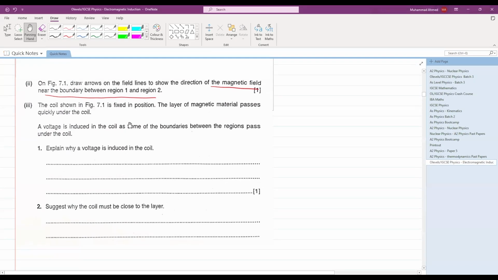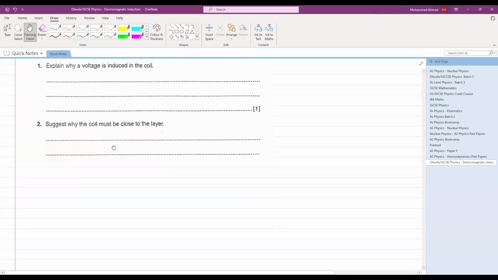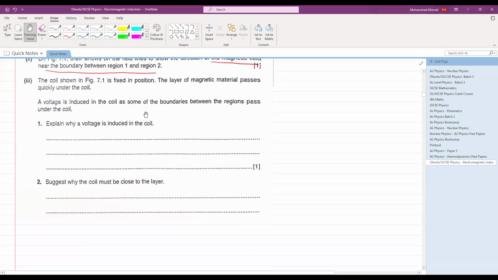The coil shown in figure 7.1 is in a fixed position. The layer of magnetic material passes quickly under the coil. So this is the coil. A voltage is induced in the coil as some of the boundary between the regions passes under the coil. Explain why a voltage is induced. Very easy to answer. The magnetic field lines cut with the coil.